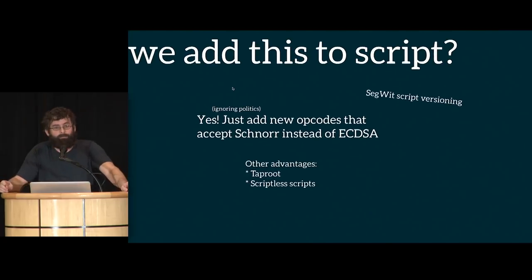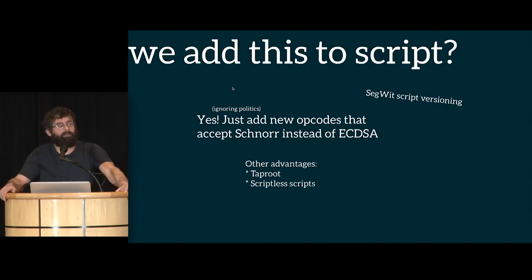So can we add this to Bitcoin scripts? It seems like an almost obvious win. We make the exact same security assumptions. There's only advantages. Ignoring the politics for a second, it seems like we can just add a new opcode to the scripting language, which is especially easy since Bitcoin now has segregated witness active, and part of that system added script versioning, which means that we can basically introduce or propose new scripts with new semantics from scratch without much effort.